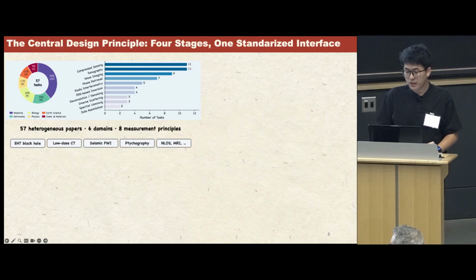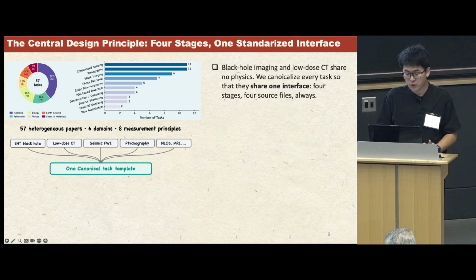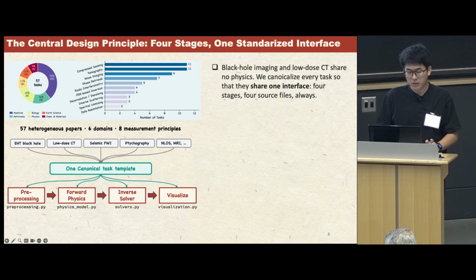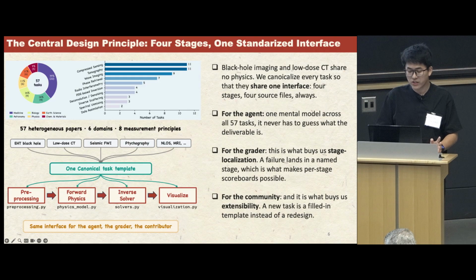The central design principle is this. We have black hole imaging, low-dose CT, and many other modalities. They do not share the same physics, but we canonicalize every one of the 57 tasks into a single template. That is the same four stages as four source files: the preprocessing, physics model, solvers, and visualizations, and always these four. That one decision is what benefits everything else, for the agent, for the grader, and for the community. So the standardization is what turns the 57 heterogeneous papers into one benchmark.